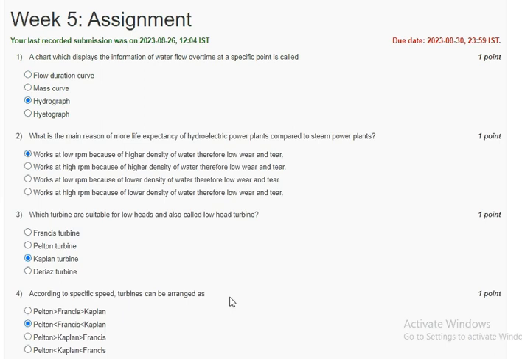First question: a chart which displays the information of water flow over time at a specific point is called? The right answer is the hydrograph. So hydrograph is the right answer for this question.